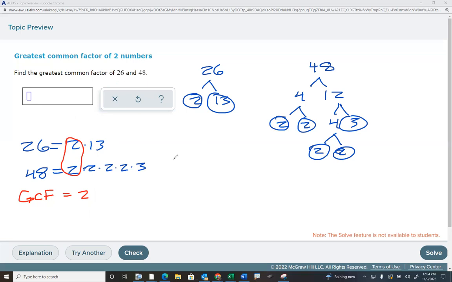And there will be plenty of math problems throughout your journey of algebra and stuff where you use this idea of GCF. So the sooner you get good at it, the easier life is going to be. Let's do one more.